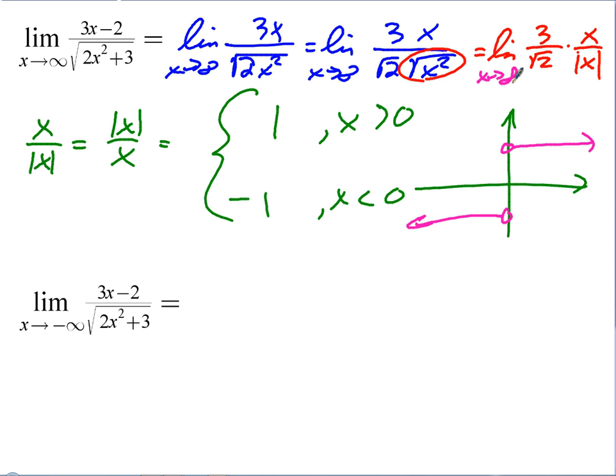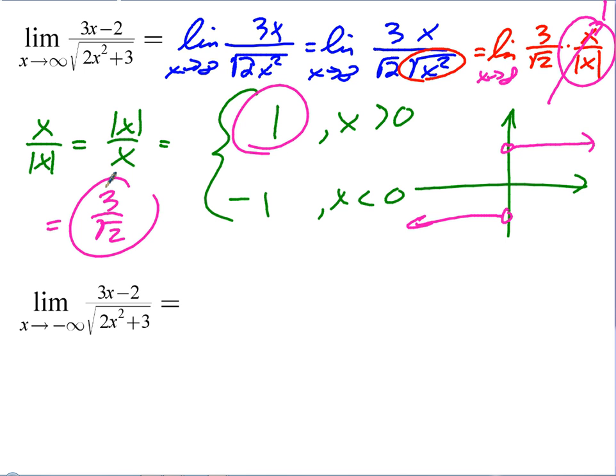So the answer to this one then, if we're approaching positive infinity, x is clearly positive valued. And so this part right here is just going to be replaced by 1. Right? And so the answer to this first limit up here is just 3 over the square root of 2. Okay, what's the only difference in the bottom case?